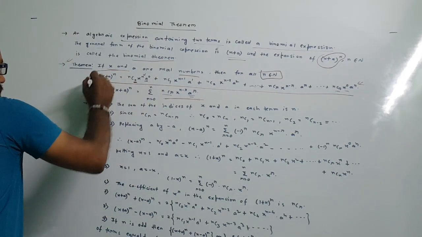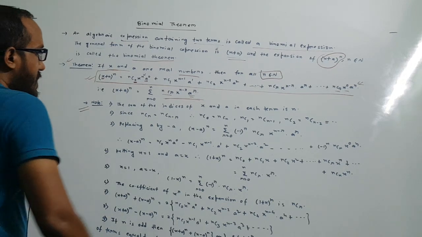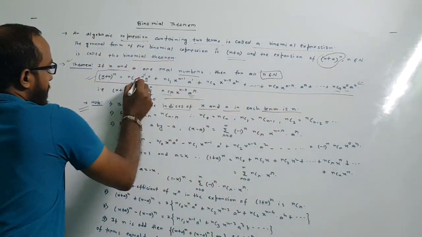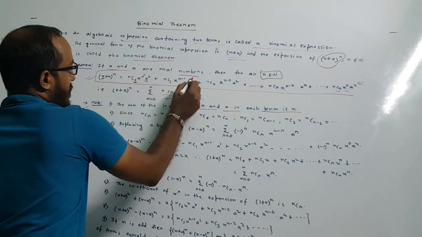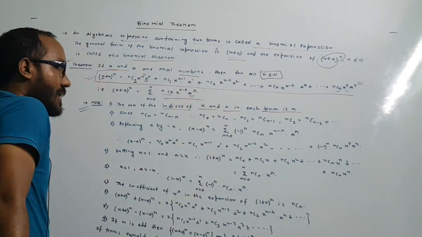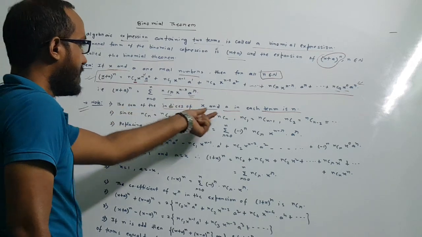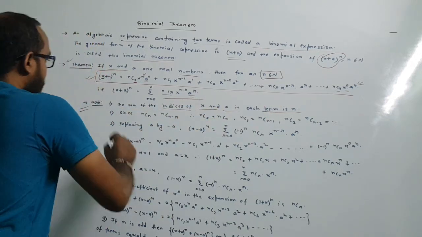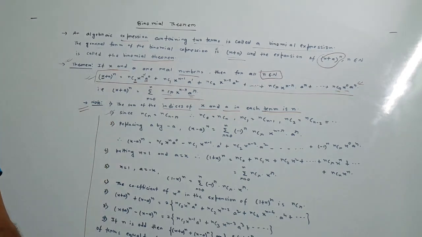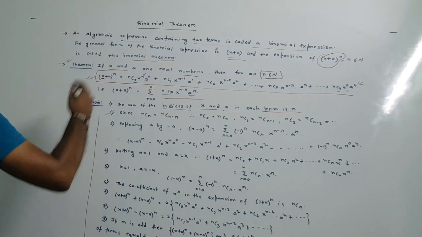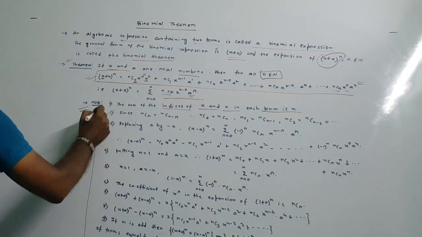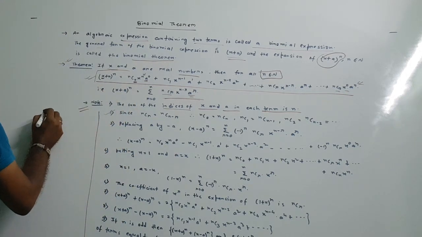Now remember some important points. The sum of the indices of x and a in each term is n. See, n plus 0 is n, n minus 1 plus 1 is n, n minus 2 plus 2 is n. So the sum of indices of x and a is n. Now what is this C term? This C term is called combination. We will learn about it in the chapter on permutation and combination. So C is combination.